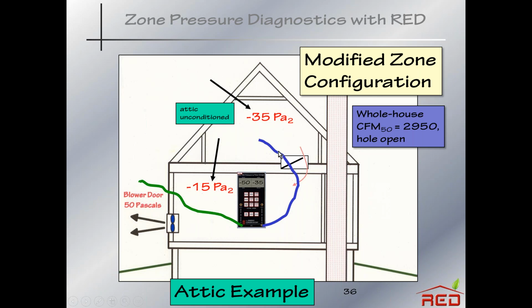I meant to change the diagram. This shows that it's partially open. We used to have to do that with older methods to get things just right, but now we don't have to do that. So just get it out of the way. With the attic hatch all the way open, now it makes this pressure boundary less resistant. So this goes down, and this goes up. Oh, and this, the whole house CFM 50 goes up to 2950.